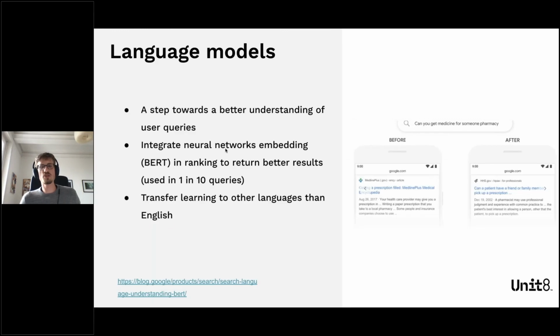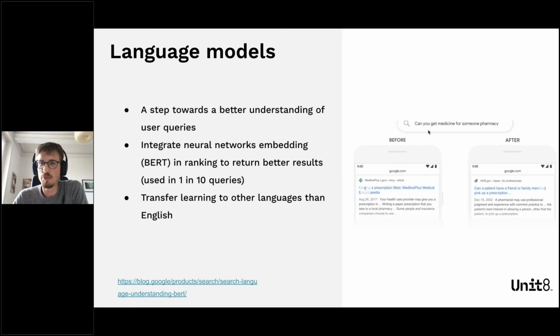Finally, a second stream that I think is very promising is language models. Language models are trained on gigabytes of data, and they're trained to, for example, predict missing words. And through that exercise, they are gaining some kind of understanding of the meaning of a phrase. And that's something Google is using already in 1 out of 10 queries.